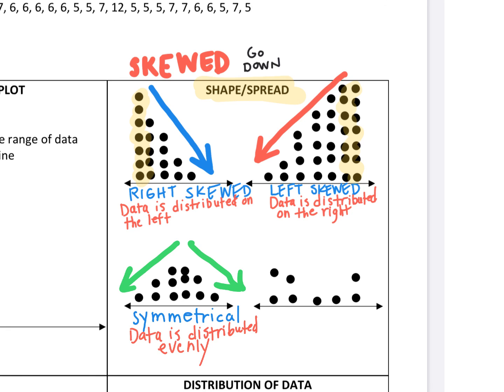And this last one, it's kind of all over the place. And that's rightfully so. So when it's kind of all over the place and you don't see any kind of pattern, this is what we call no shape or spread. There's nothing in particular that gives us a shape, or a spread. So we're going to say the data is not distributed evenly.